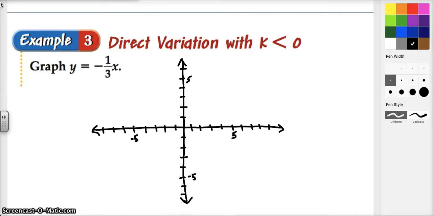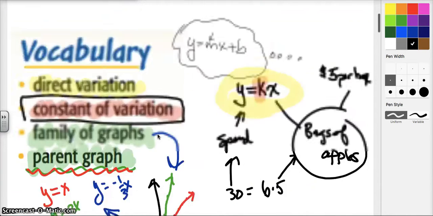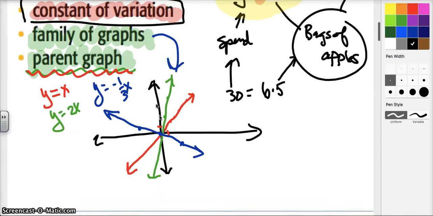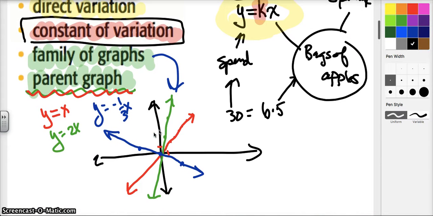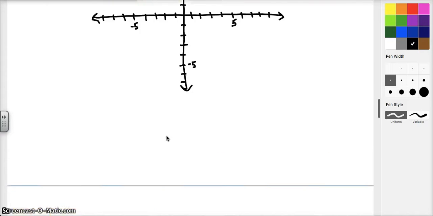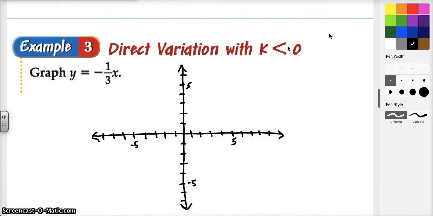What did I tell you that all direct variations have in common? You remember when we had our graph up here? Let me go back up to our beginning. All of the graphs go through the origin. That's a staple. That is key. That has to happen. And so as I go back down to this example, I know that one of the points will go through the origin.